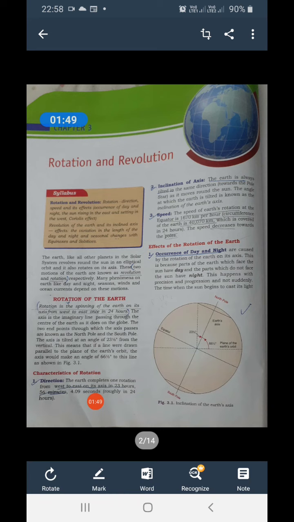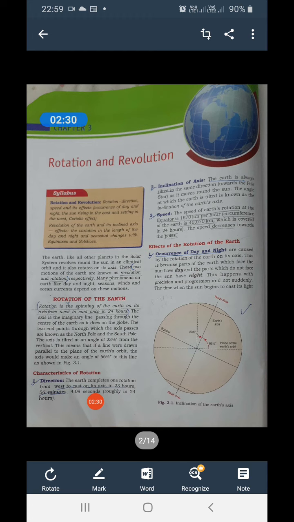Now we come to the first motion, that is the rotation of the earth, and I have underlined the definition. So you learn this definition, that rotation is the spinning of the earth on its axis from west to east once in 24 hours. Now you will see the diagram which is showing over here. It is showing you that the earth's axis is not straight, it is inclined. So the earth spins on its axis, and when it moves on its axis, it takes 24 hours to complete one rotation. So that is all you have to learn in the definition.